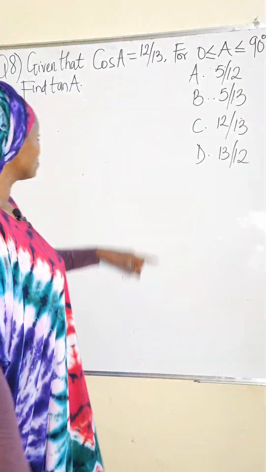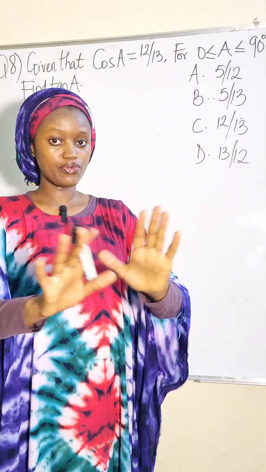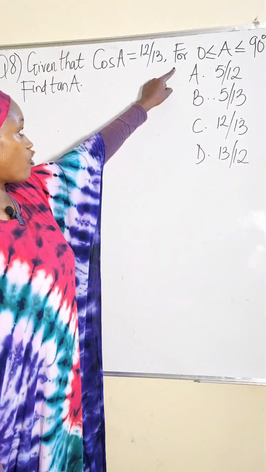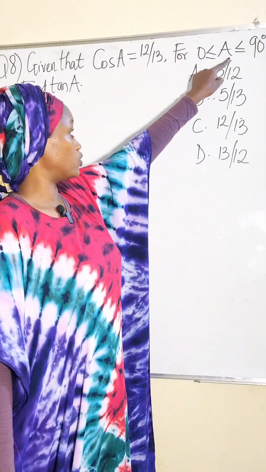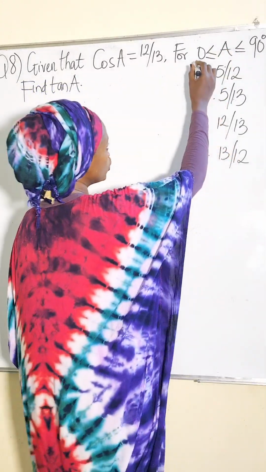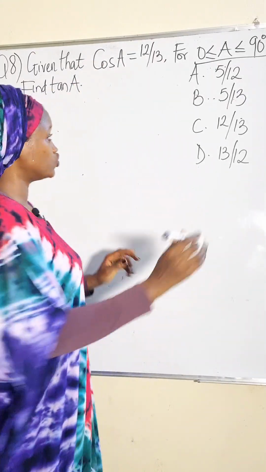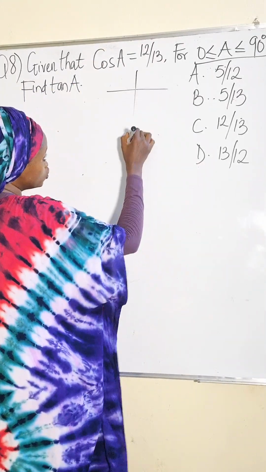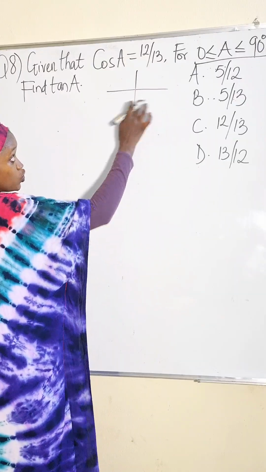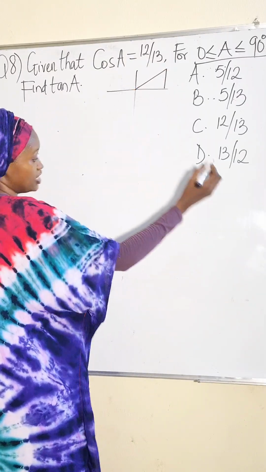Let's get started. It reads, given that cos A is 12 over 13, we are required to find tan A for 0 less than or equal to A less than or equal to 90 degrees. Once you see this condition, you know that this shows that cos A lies in the first quadrant, right? Remember, we have 4 quadrants: the first, second, third, and the fourth quadrant. So this lies in the first quadrant.